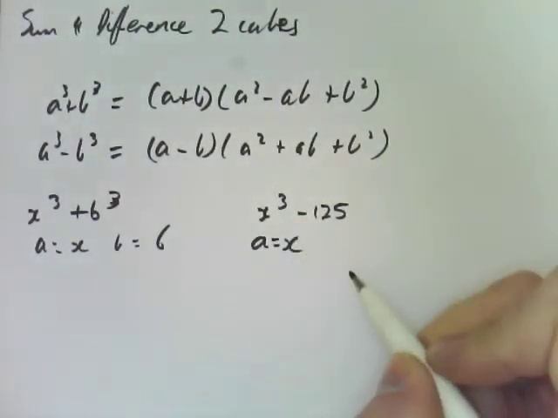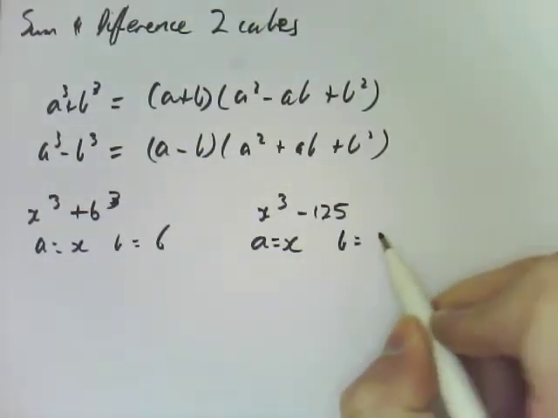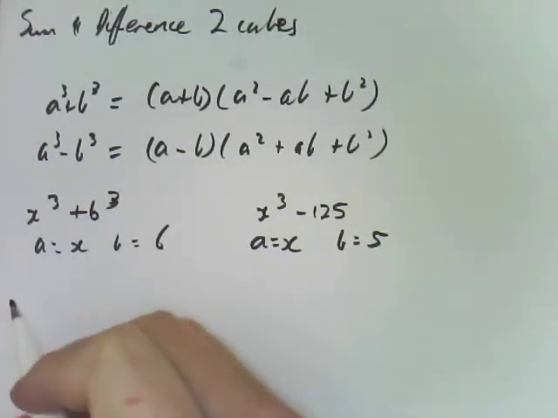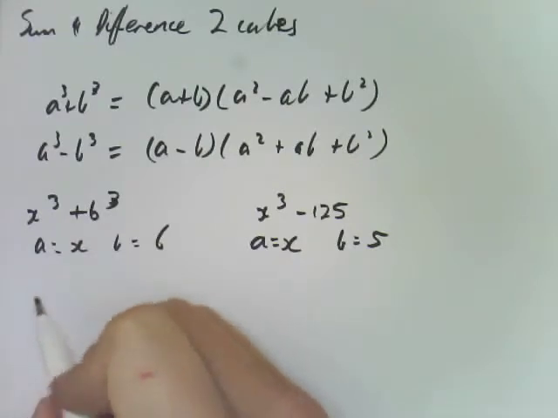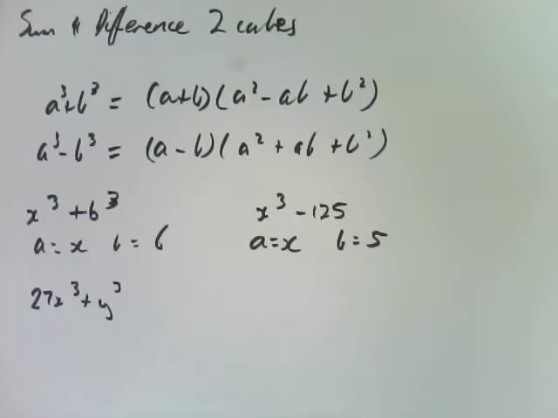What's B? Cube root of 125. Which is? 5, yep. So let's step it up another notch. If you have a look at question 2d, 27x cubed plus y cubed. Would that be the 3 root 3? No, cube root of 27 is 3. So it's just 3x. So A is 3x, B is y.